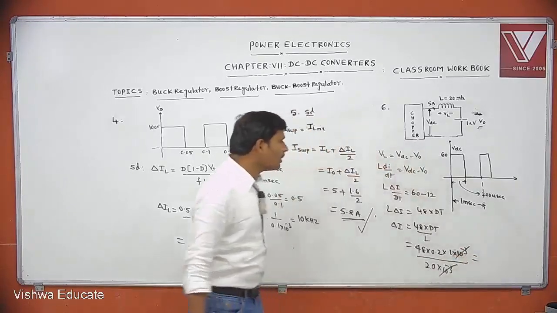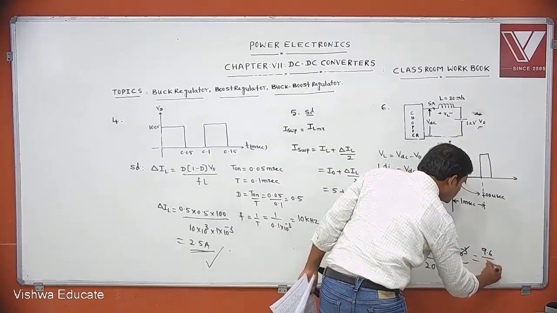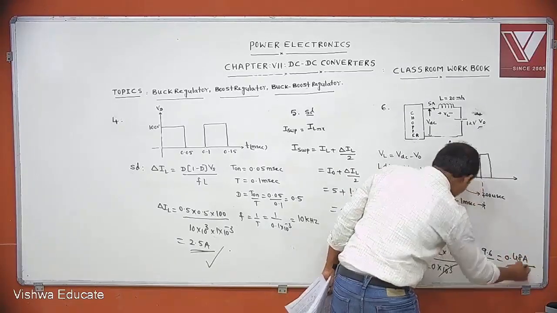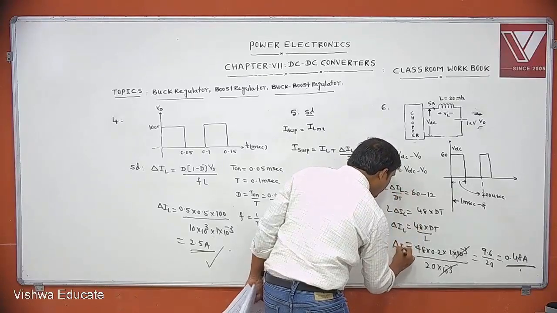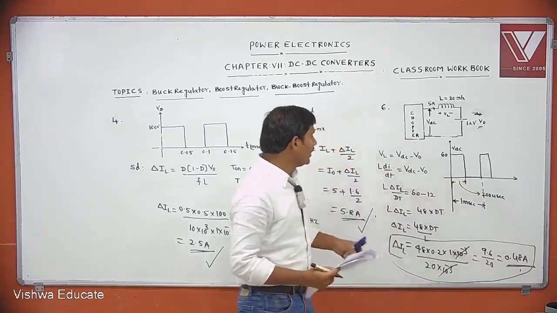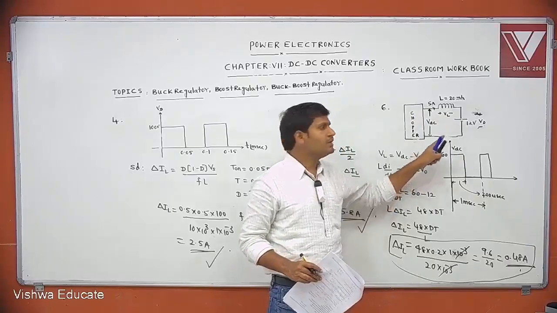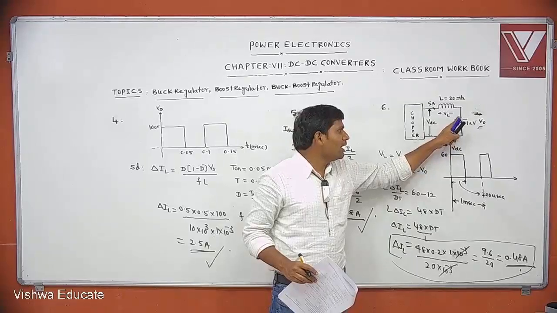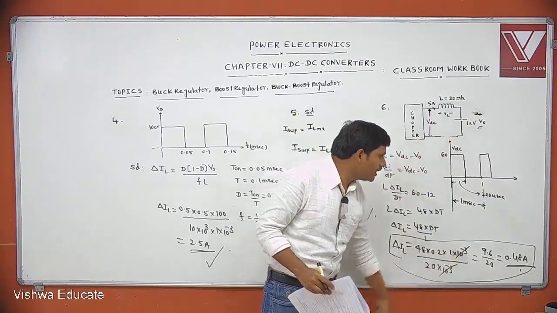Then how much do you get? 9.6 by 20 means 0.48 ampere. This is the peak to peak ripple current, delta I. The peak to peak inductor ripple current is nothing but the peak to peak ripple current in the charging current. The battery is charging through the inductor only, so the ripple current in the charging current is the ripple current in the inductor. So we get 0.48 ampere.